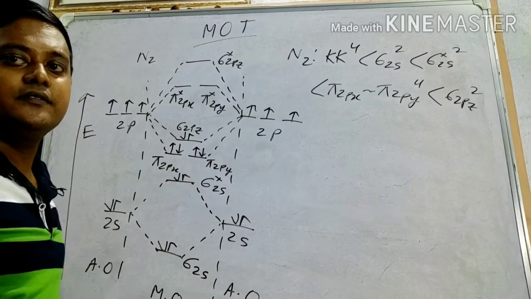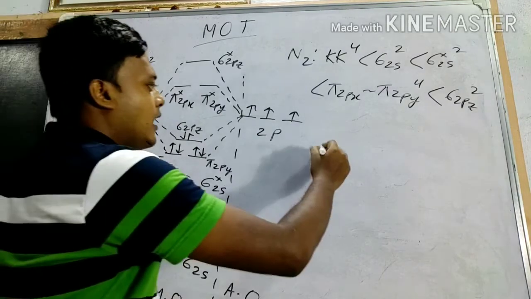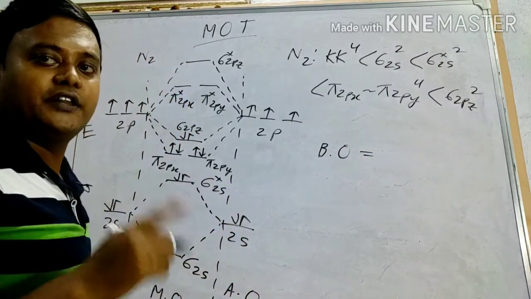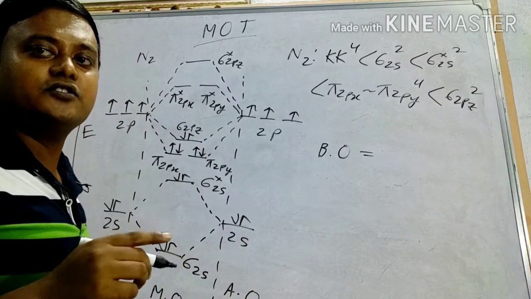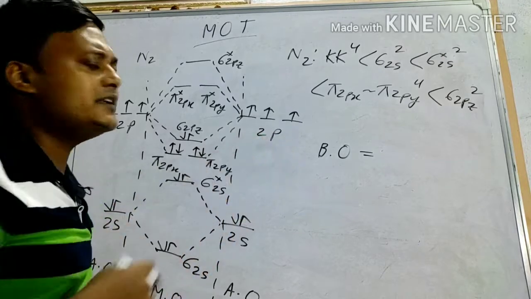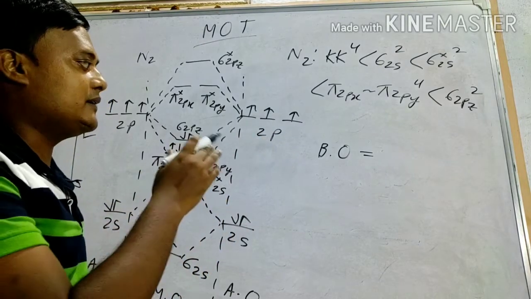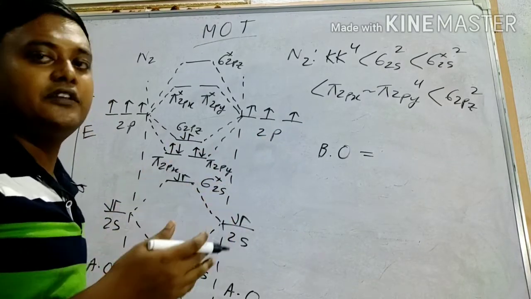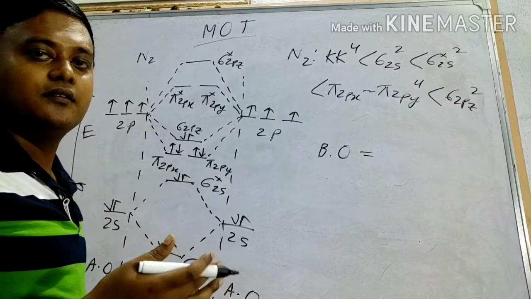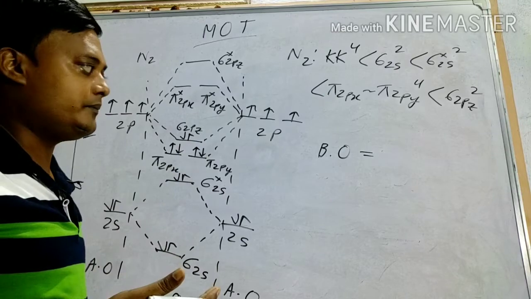Next we have to find the bond order. How can we calculate bond order? Electrons in bonding orbitals minus electrons in anti-bonding orbitals, divided by 2. Now why is bond order important? By applying bond order we can easily find the stability, bond strength and bond length.